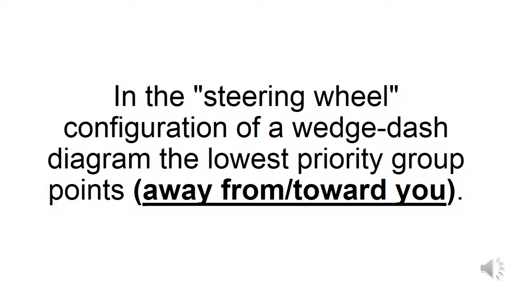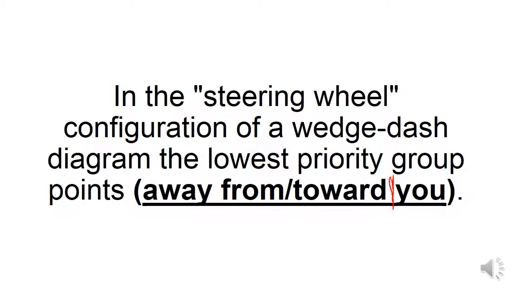In the steering wheel configuration of a wedge-dash diagram, the lowest priority group always points away from, toward you. This parentheses is supposed to just come in here, toward. It's supposed to end at toward. Oh, this video, I'm not making it over. So if you love it, great. If you don't, great. You'll still probably learn something.